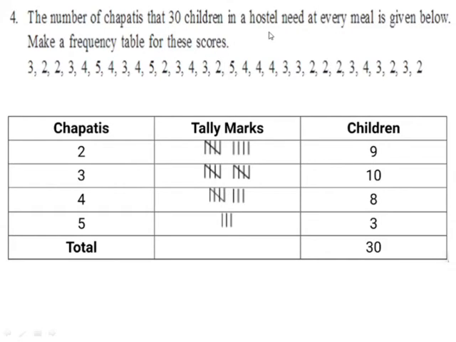Now, we have seen that in a hostel where the children eat food, the number of chapatis taken by 30 children every meal is given here. So we have to make the frequency table for these scores.